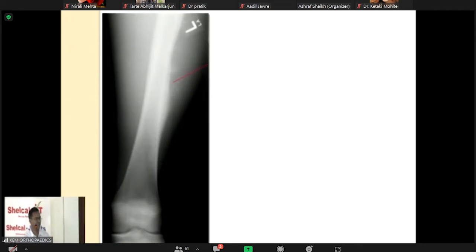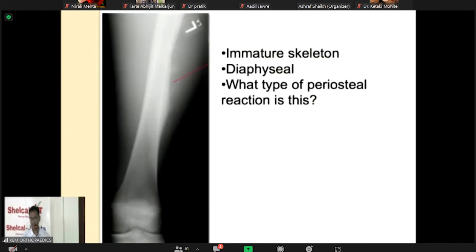This is an anteroposterior X-ray of the distal femur and knee of an immature skeleton, showing a lesion in the diaphyseal area. Correct. With a periosteal reaction. I'm asking you something because you said periosteal reaction. What type of periosteal reaction is this? This is sort of correct. Laminar type periosteal reaction.